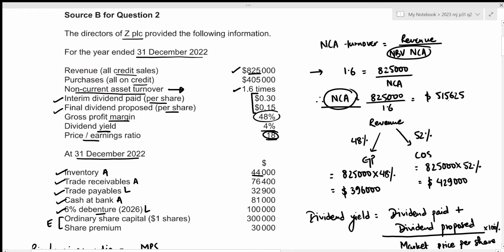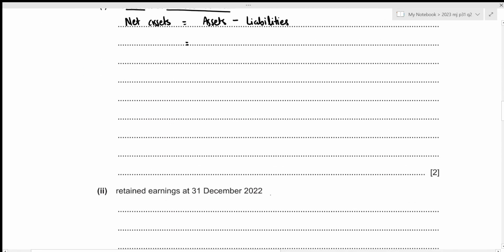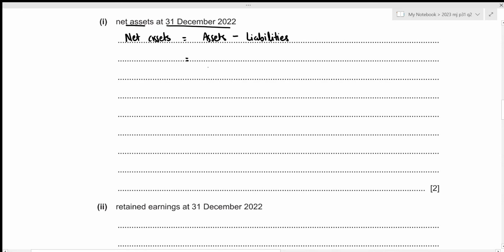All right, let's write it down. So that's 515,625 plus 44,000 plus 76,400 plus 81,000. That will be our assets. Okay, so that's going to be 515,625 for the non-current asset. Then we add 44,000 for our inventory. Then we had 76,400 for our trade receivables. And then we also had 81,000 for cash at bank.